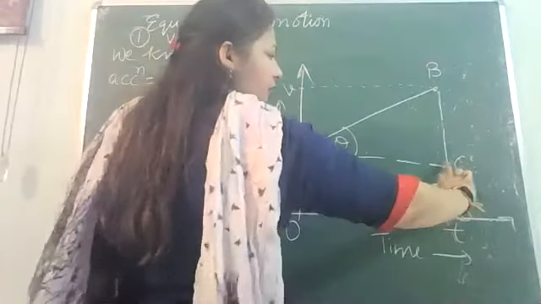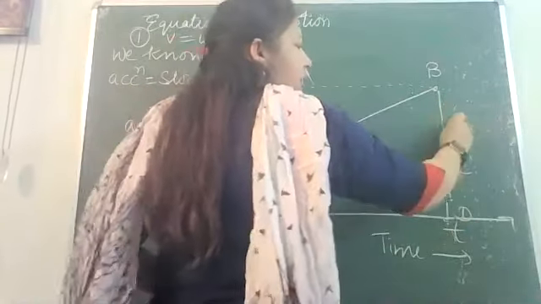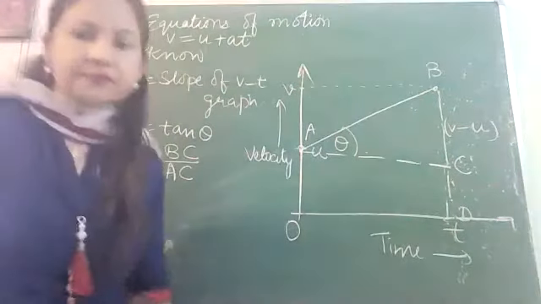Full B is there and this is U. So how much will be BC? It will be V minus U. Is this point clear to you or not?